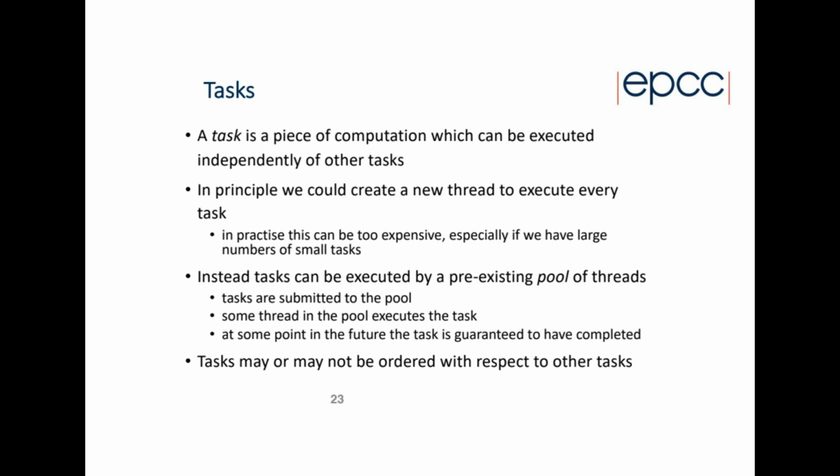Okay, so the next concept I'm going to talk about is tasks. A task is really just a piece of computation which can be executed independently of other tasks. So when we're writing parallel programs, the fundamental thing that we're trying to do is to identify tasks, pieces of computation that can be done independently and therefore can be executed by different threads at the same time. And that's how we're going to gain performance.